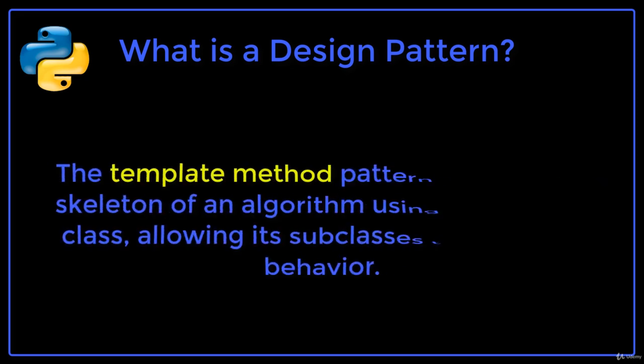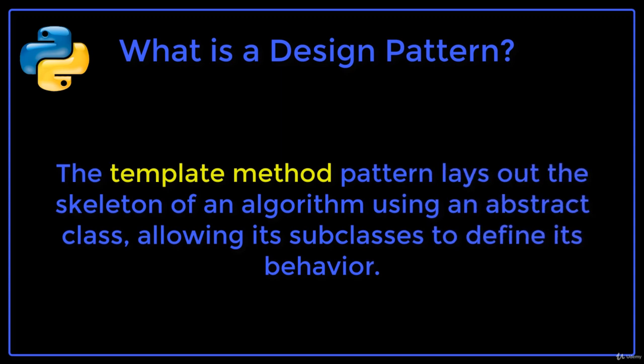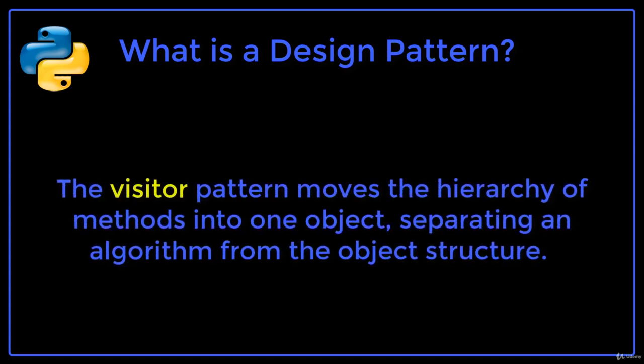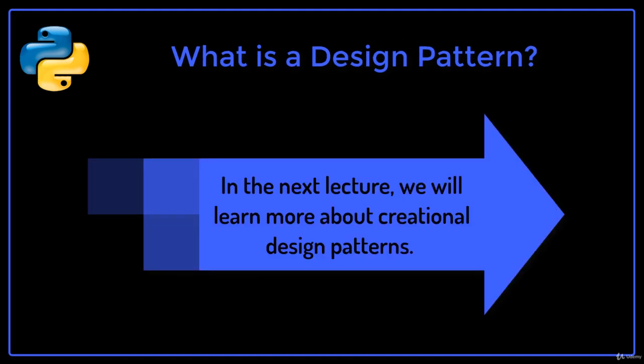The template method pattern lays out the skeleton of an algorithm using an abstract class, allowing its subclasses to define its behavior. The visitor pattern moves the hierarchy of methods into one object, separating an algorithm from object structure. In the next lecture, we will learn more about creational design patterns.